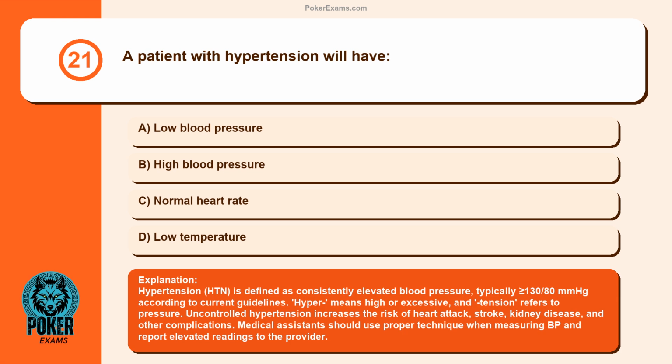Hypertension, HTN, is defined as consistently elevated blood pressure, typically greater than or equal to 130/80 mmHg according to current guidelines. Hyper- means high or excessive, and tension refers to pressure. Uncontrolled hypertension increases the risk of heart attack, stroke, kidney disease, and other complications. Medical assistants should use proper technique when measuring BP and report elevated readings to the provider.